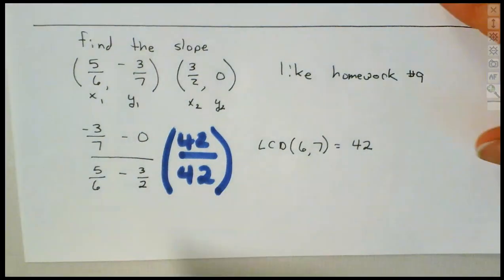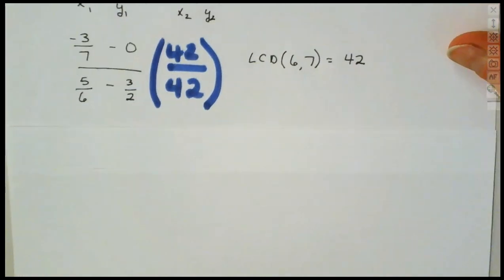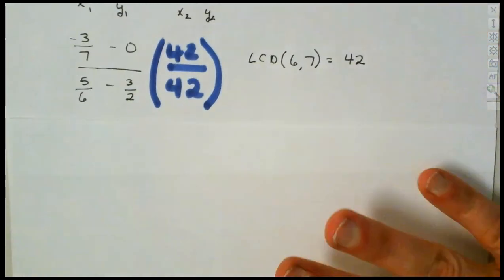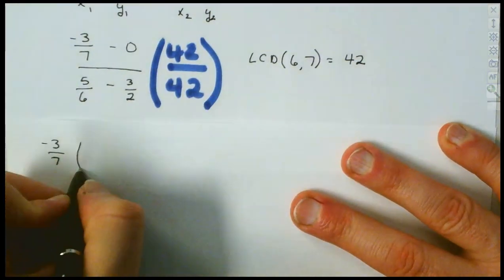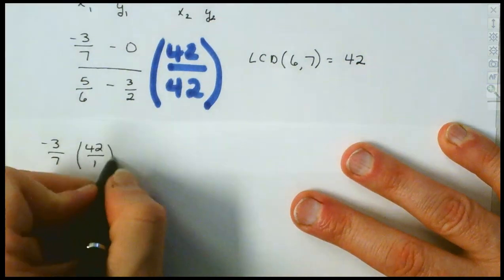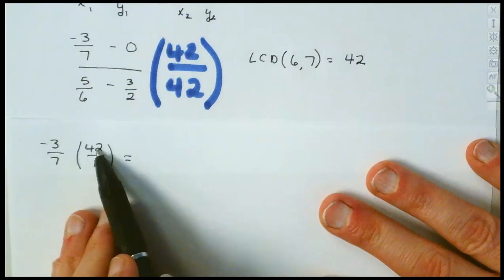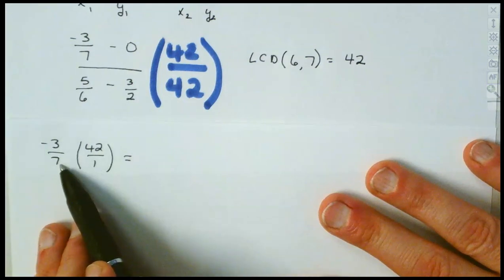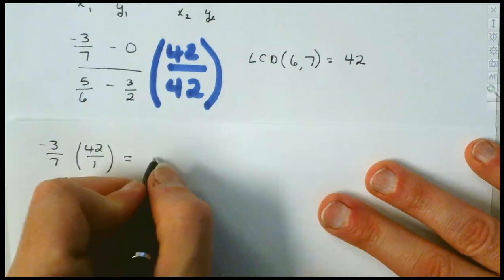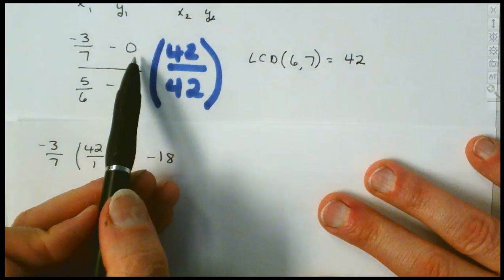We can write them out if we need to, or we can just do it mentally, either way. Just so we have it in our notes, I'll go ahead and write them out. So let's look at our first one. Minus 3/7 times 42 over 1. Well, how does that work? 42 divided by 7. What's 42 divided by 7? 42 divided by 7 is 6. 6 times a negative 3 makes it a negative 18. We don't have to worry about the 0 because that piece is gone.